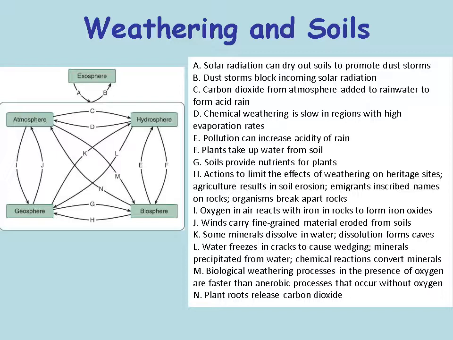And then atmosphere and geosphere related to each other, I and J. Oxygen in the air, i.e. the atmosphere, reacts with iron in rocks to form iron oxides. So the oxygen in the air is affecting the geosphere, i.e. the rocks. And then J, winds carry fine materials eroded from soil. So wind picks up the geosphere, the soil. Basically, this is just kind of logical relationships between things. And so let's just keep going.